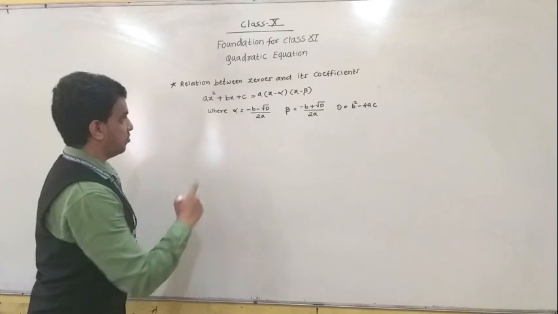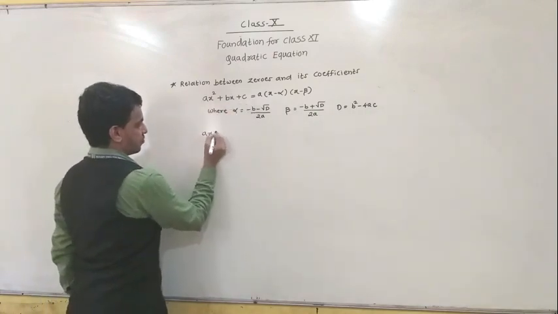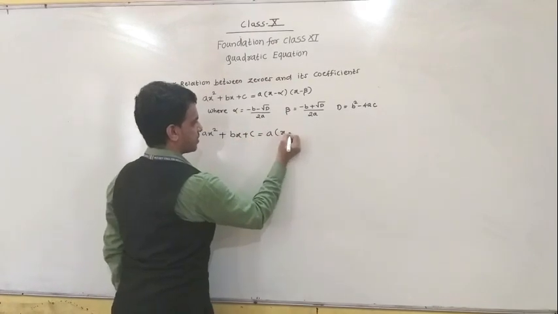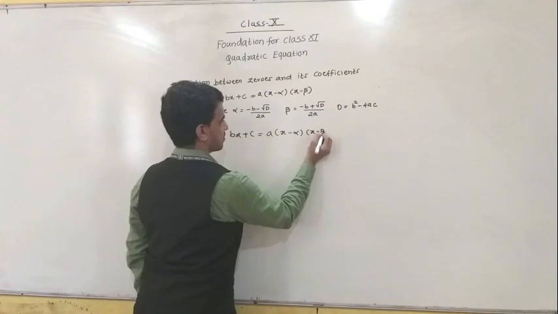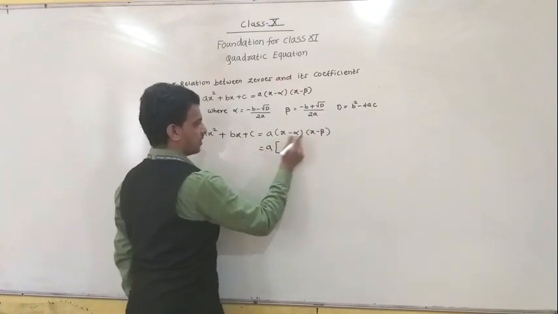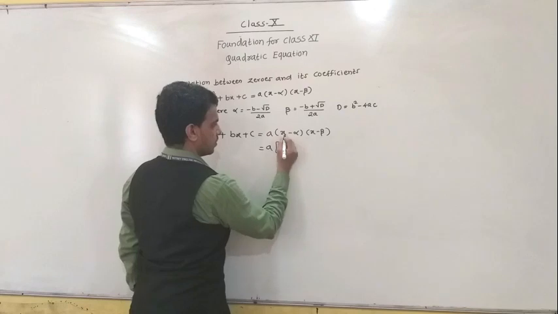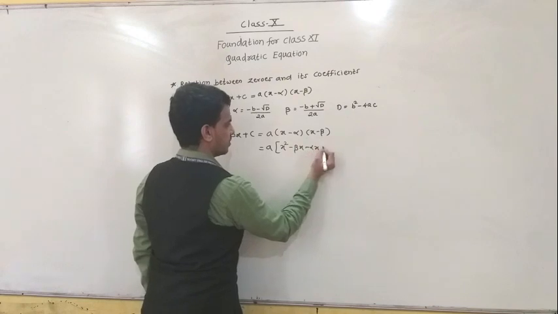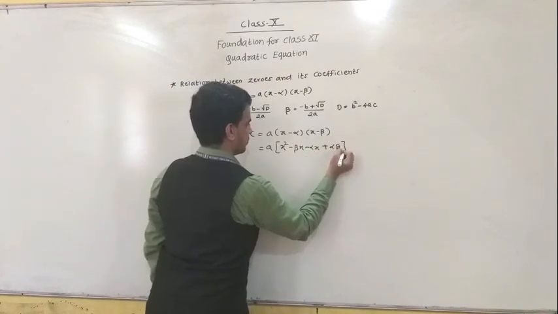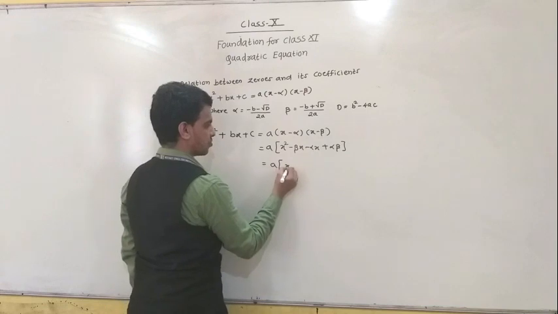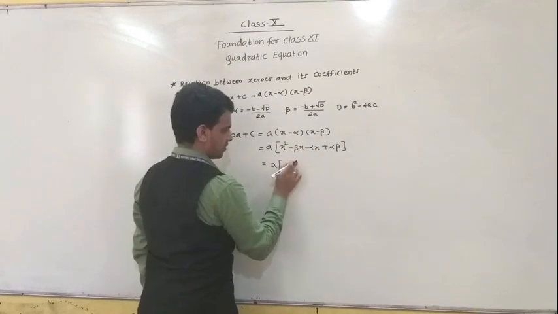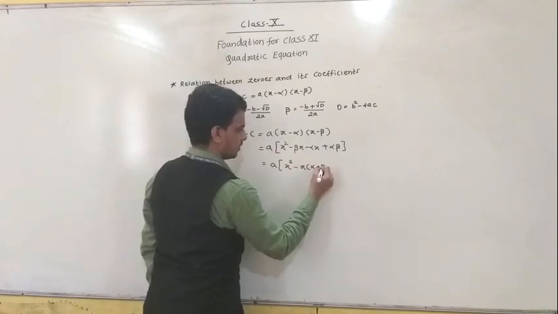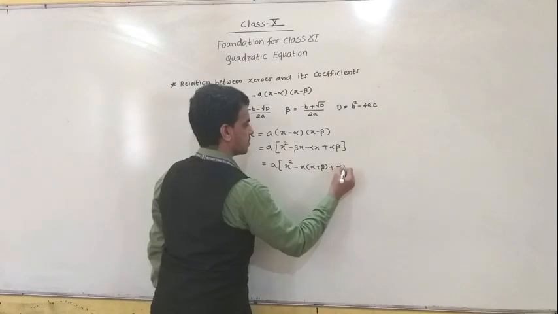Now we have to find the relation. So ax square plus bx plus c, this we can write as a into x minus alpha into x minus beta. So a into, if you multiply this, x square, then minus beta x minus alpha x plus alpha beta. So a into x square, if we take minus x common, then alpha plus beta or beta plus alpha, and plus alpha beta.